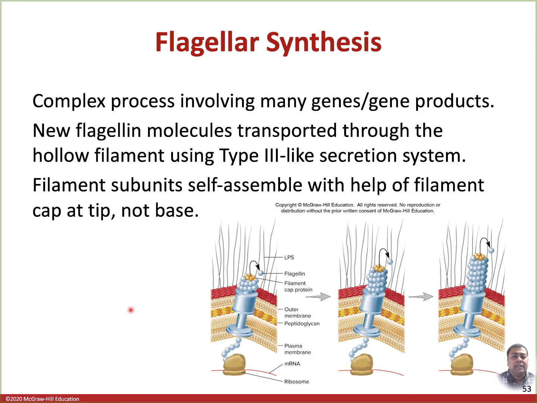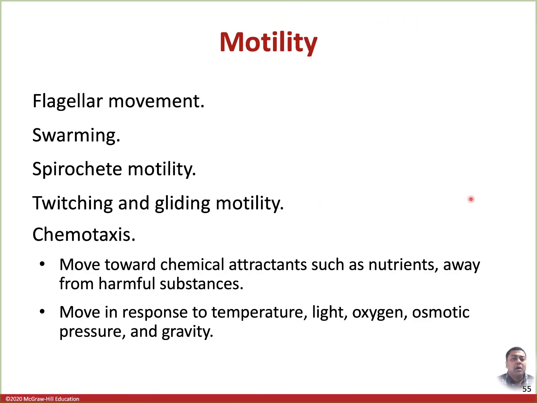The flagellar complex process involves many genes and many products. The new flagellar molecules are produced by the ribosomes, and as the ribosome is synthesizing the molecule, it goes out. The flagella contain a hollow core, and the type 3 secretion system moves these flagellin proteins from the synthesis all the way up to the top, and there's a self-assembly and extension of the flagellar filament as well. This is how the flagella is formed.